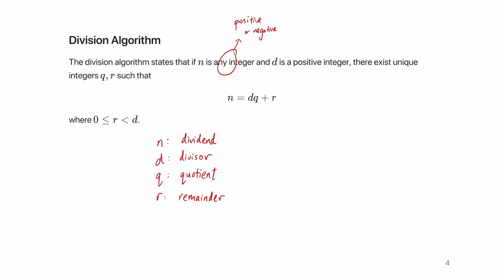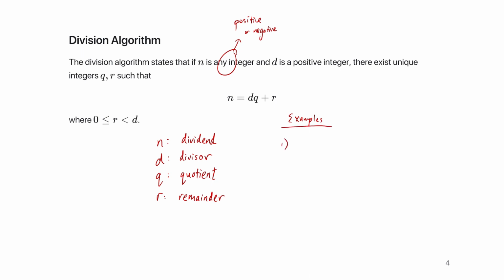Okay, so what we're saying is that if we want to represent the relationship between some dividend n and some divisor d, we can always write n as divisor times quotient plus remainder. Is that clear? Divisor times quotient plus remainder. And you'll hear me say that a lot, especially when we start talking about how to compute modular inverses. This idea will keep coming up. Okay, divisor times quotient plus remainder. Okay, so let's look at a few examples.